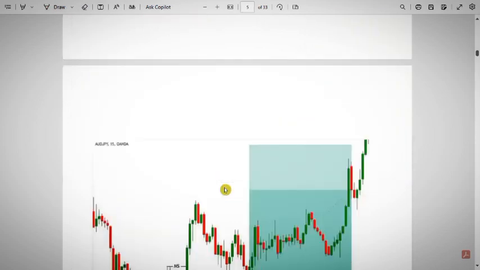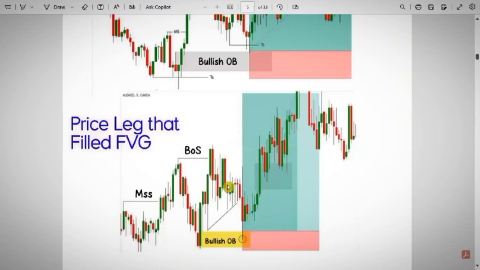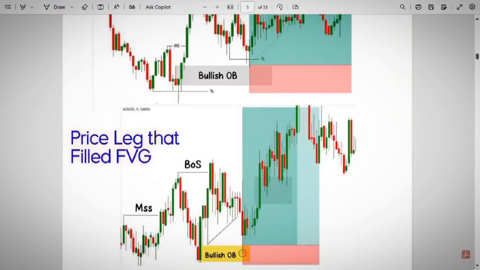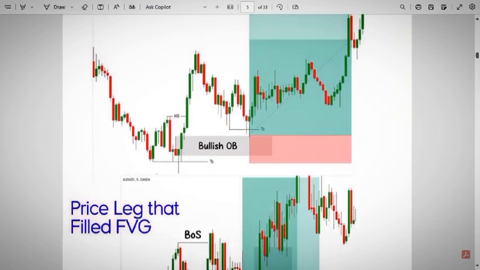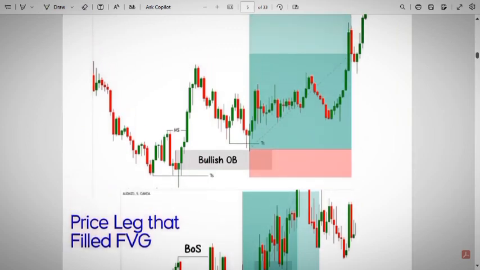So that was another example. So let's see another example. The price leg that filled the fair value gap. I've already tried to explain it, so let me explain it again about the price leg that fills the fair value gap. How come this is also one of the reasons making your order block an inducement?